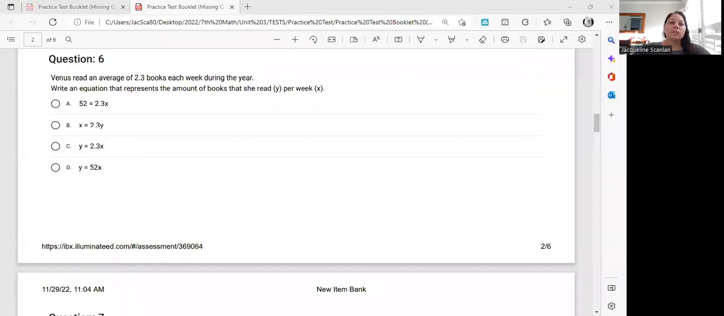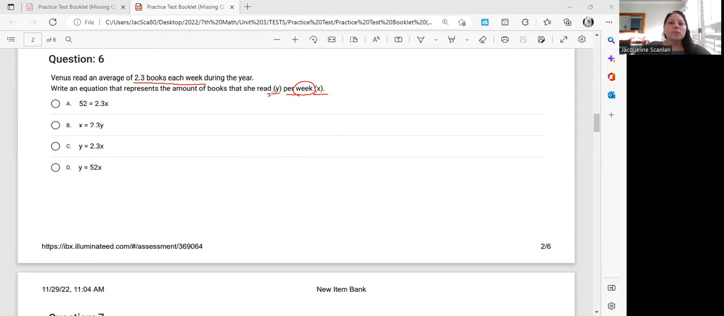Venus read an average of 2.3 books each week during the year. Write an equation that represents the amount of books that she read, Y, per week, X. All right, so let's read it again. It says Venus read an average of 2.3 books each week during the year. Write an equation that represents the amount of books that she read, Y, per week, X.